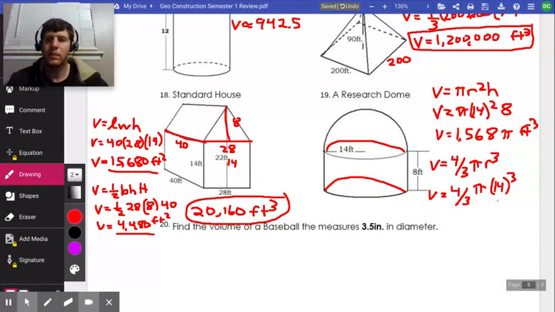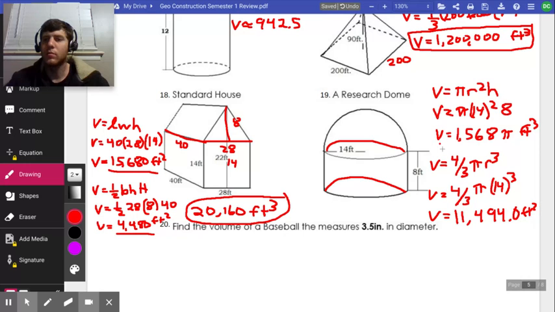So that's not going to work out. It's going to give us a decimal. So I'm also going to multiply the pi in there as well. So times pi. And that gives us 11,494.0 feet cubed.